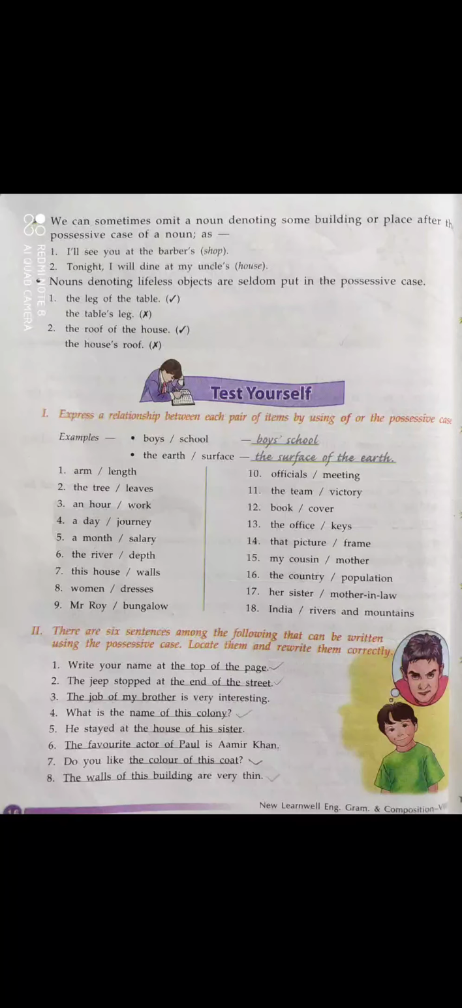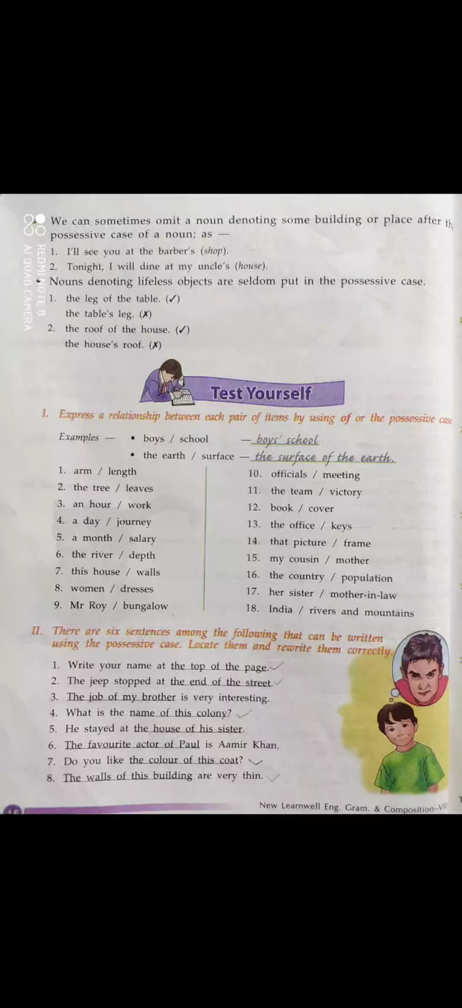Now the river depth. Here the river is a lifeless object, so we cannot use the possessive case, so we say depth of the river. This house wall. The house is a lifeless object, not a living thing, so we cannot use the possessive case; it's better to say walls of this house. Now woman dresses. Woman is a living person, so we can use the possessive case, so woman's dresses.